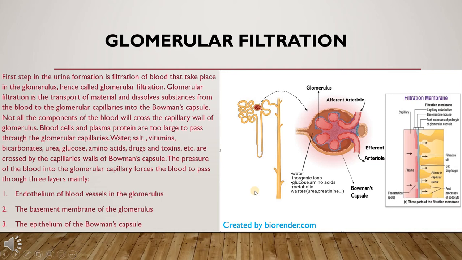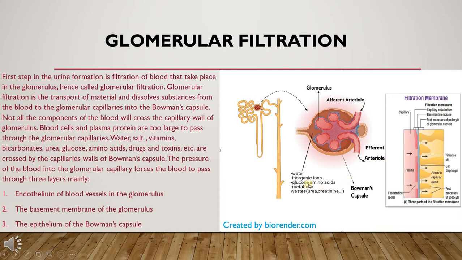Glomerular filtration. The first step in urine formation is the filtration of blood that takes place in the glomerulus, hence called glomerular filtration. Glomerular filtration is the transport of materials and dissolved substances from the blood in the glomerular capillaries into the Bowman's capsule. A glomerulus is a network of capillaries that resides in the Bowman's capsule and functions as a filter in the kidney. During filtration, blood enters the Bowman's capsule via the afferent arterioles and leaves by the efferent arterioles.